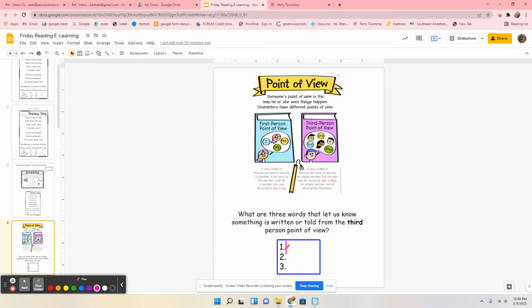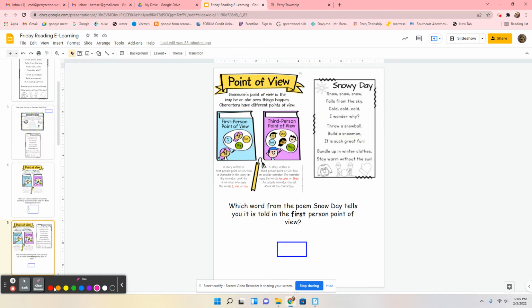Hopefully you said he, she, and they. I'm going to have to write they over here. But Miss Sai, where did you find those? I found them right here on the book that says third person point of view. Super easy for me to find. All I have to do is look at the book and I can see the words he, she, and they. That lets me know that it's told in third person point of view.